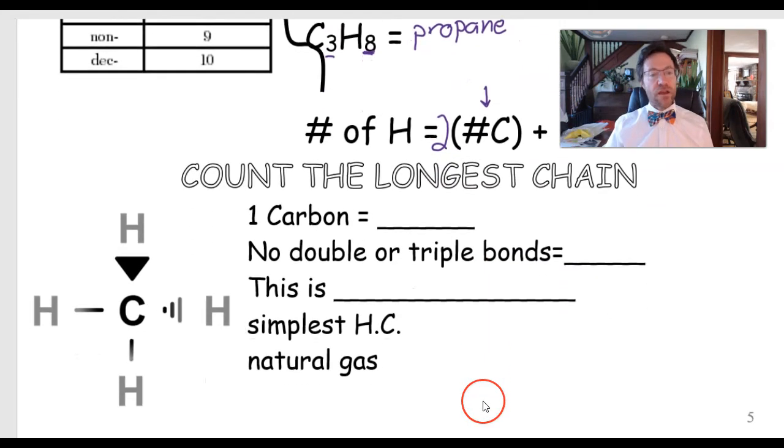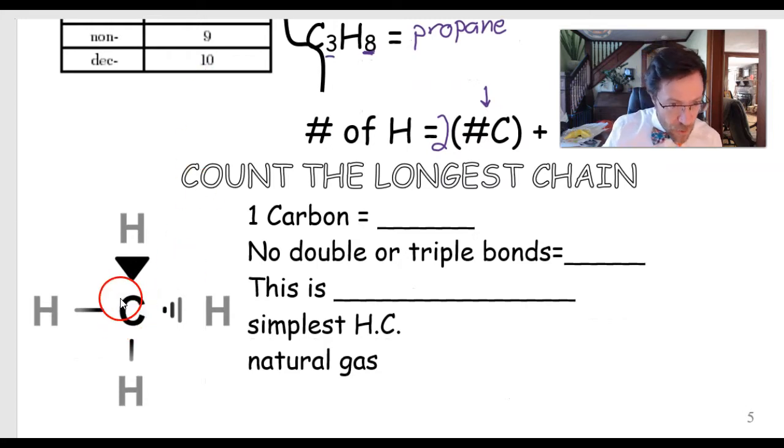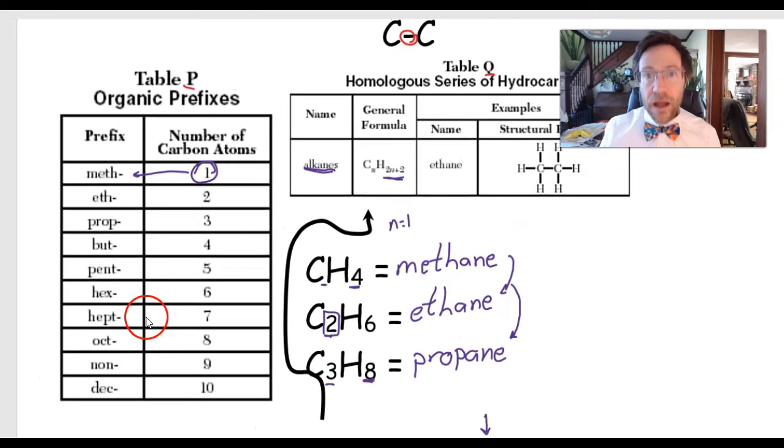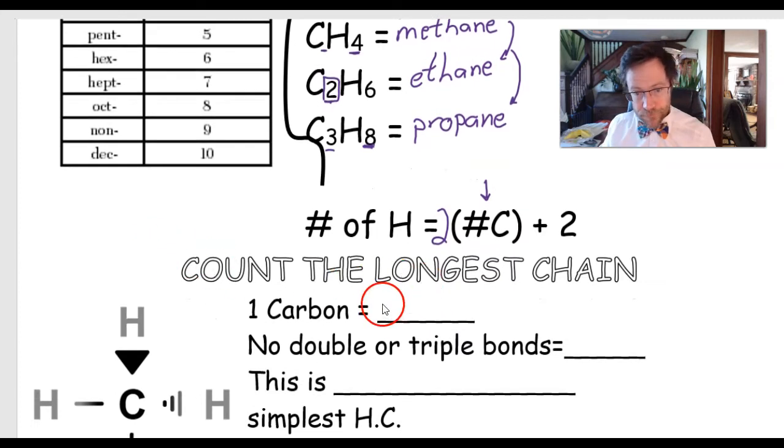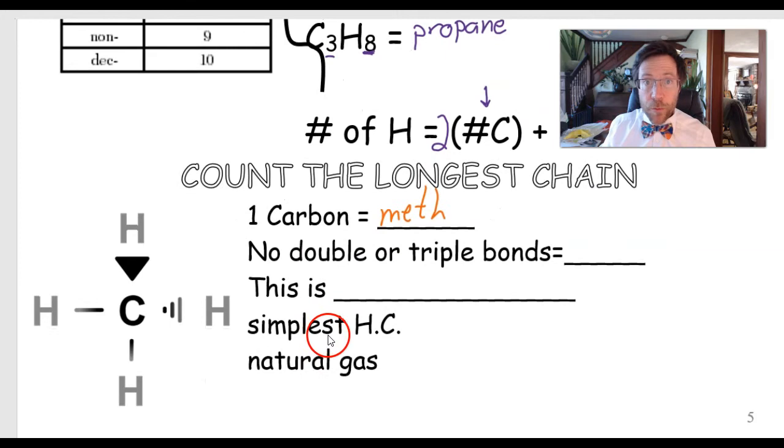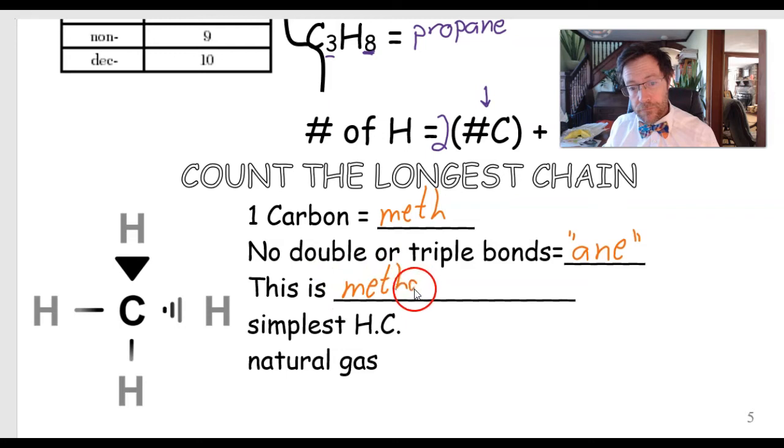So let's keep going. Let's name this bad boy right now, shall we? First thing we're going to do is count up our carbons. I see 1 carbon, and I'm not going to memorize. I'm going to look it up, so that gives me a prefix of meth. No double or triple bonds. That has to be an ane. Right? Because if there's no double or triple bonds, you're left with the alkanes. So this is methane. Yeah, it's the simplest hydrocarbon.